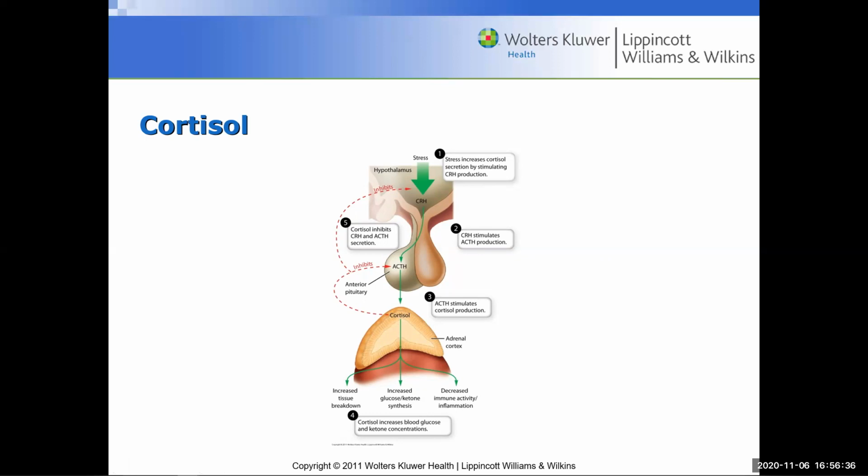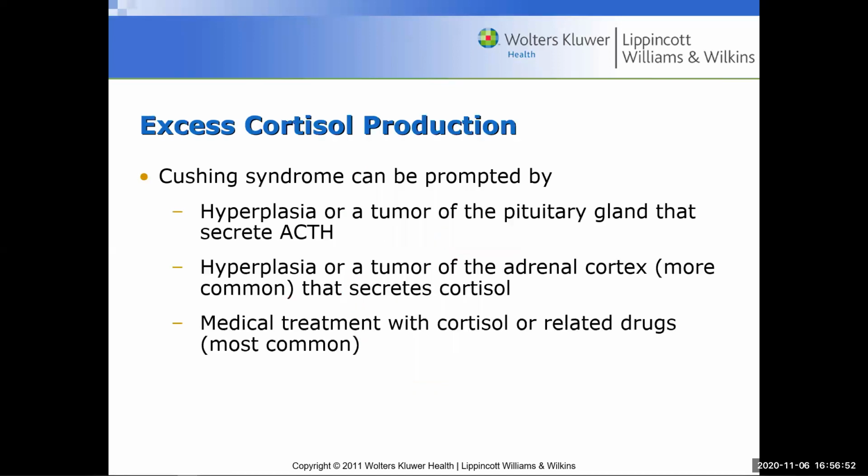So does cortisol stimulate or inhibit ACTH secretion? And of course, the answer is inhibits, in a classic homeostatic negative feedback loop. Increased blood cortisol suppresses output of the hypothalamic CRH and pituitary ACTH. Okay, so excessive cortisol production.